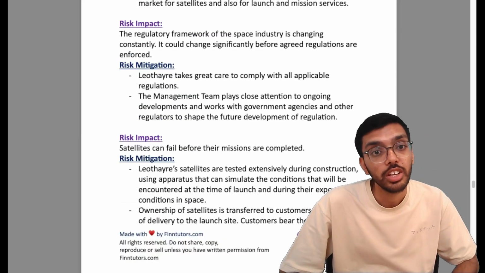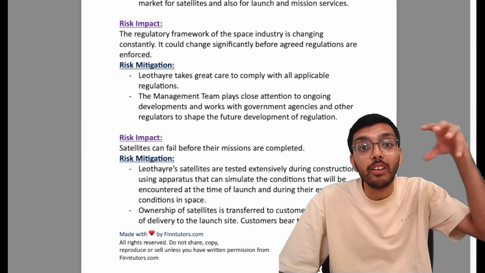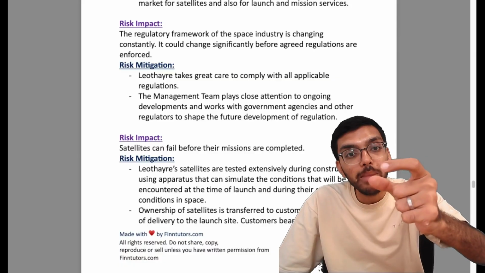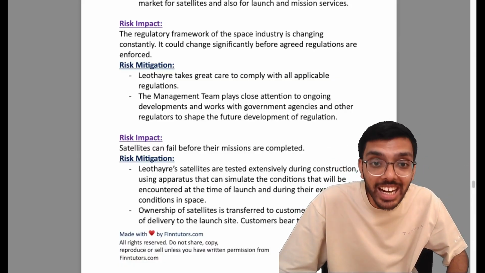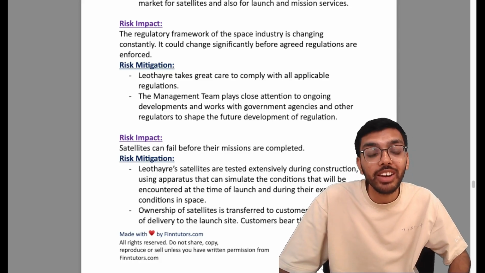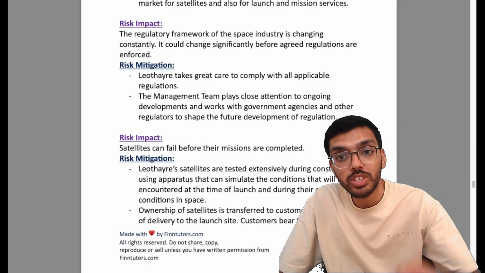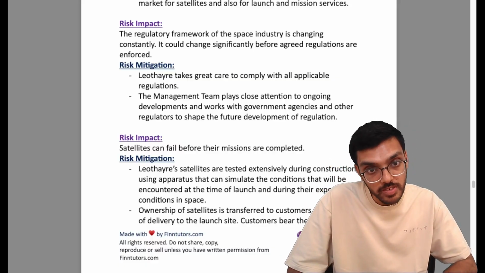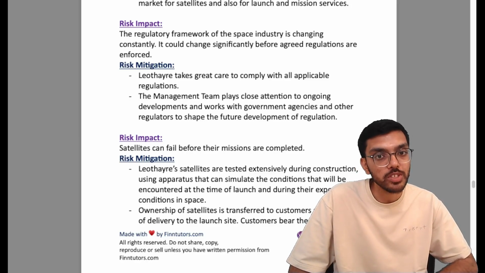Second risk, the regulatory framework of the space industry is changing constantly. Government regulation. This is where your NED with the political background comes into play. So Leothayre takes great care to comply with applicable regulations. Political risk. It pays close attention to ongoing developments and works with government agencies. So again, we try to manage political risk as much as possible.